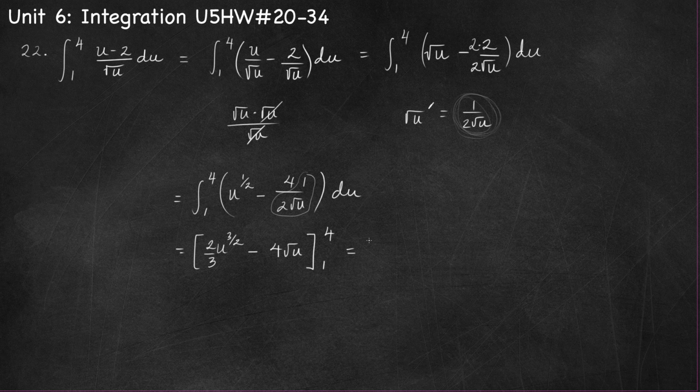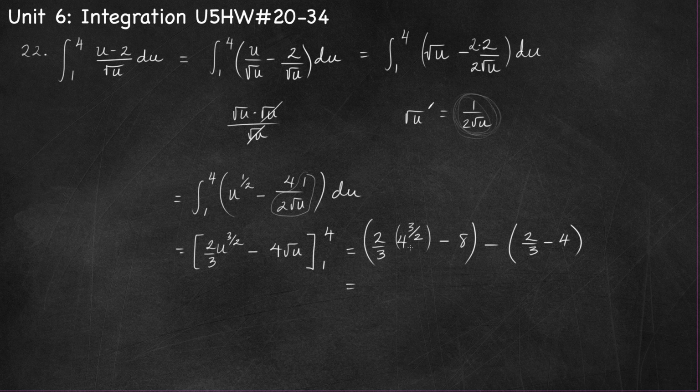So we sub in the 4. I get 2/3, 4 to the 3/2. And we'll come back to that. Minus 4 root 4. Well, 4 root 4 is the same as 4 times 2, which is 8. Minus, now we're going to sub in the bottom number. So subbing in 1 is usually pretty easy. 2/3 times 1 to the 3/2 is just 2/3. 4 times the square root of 1 is just 4.